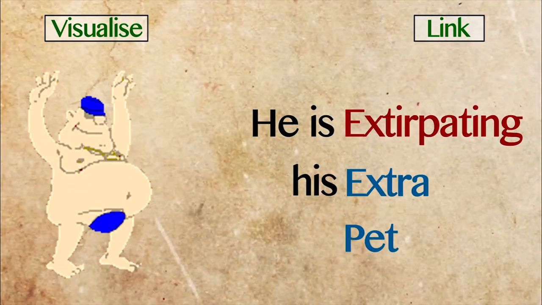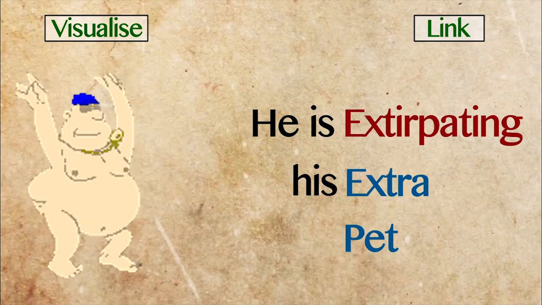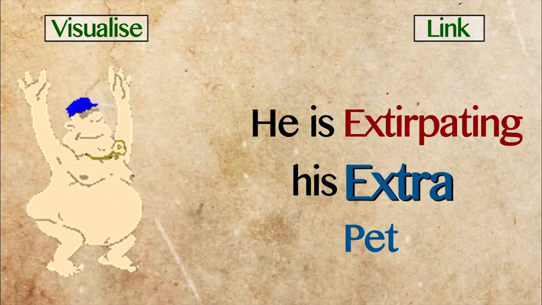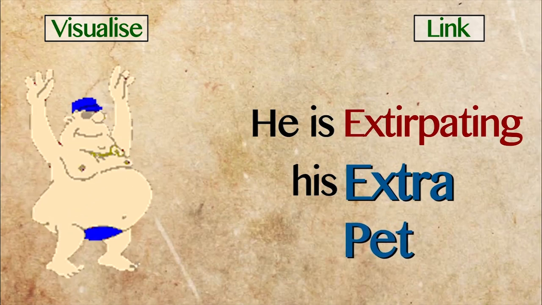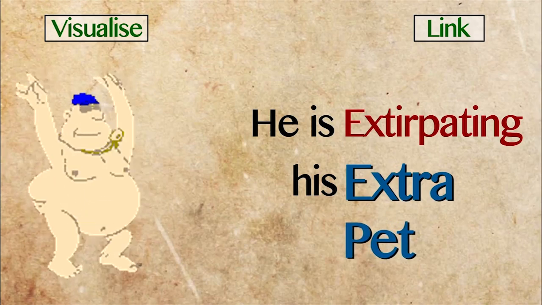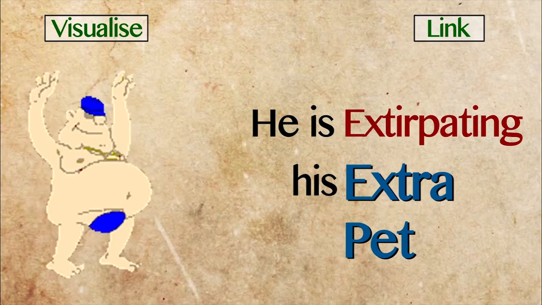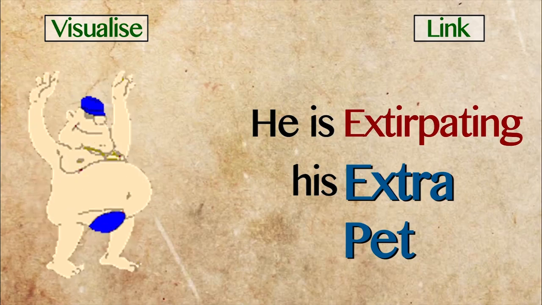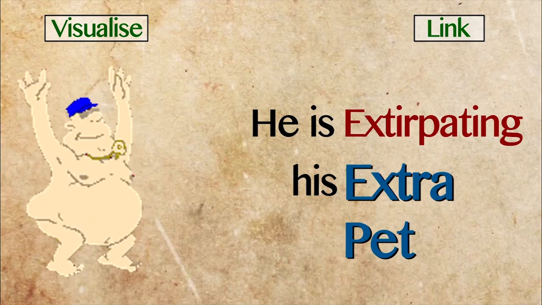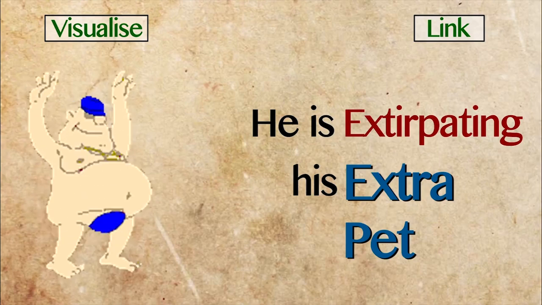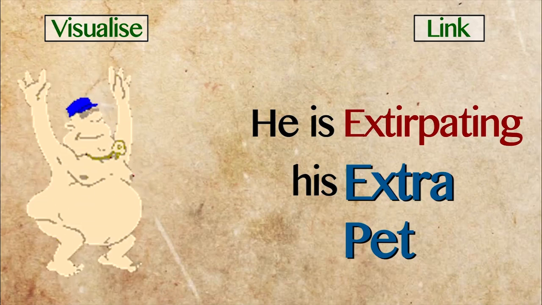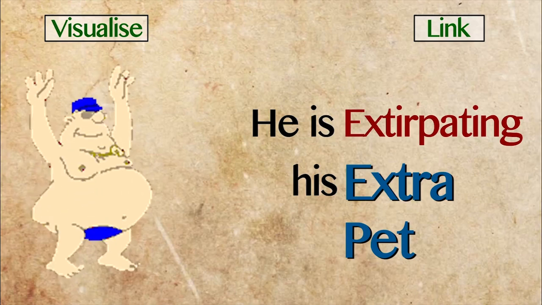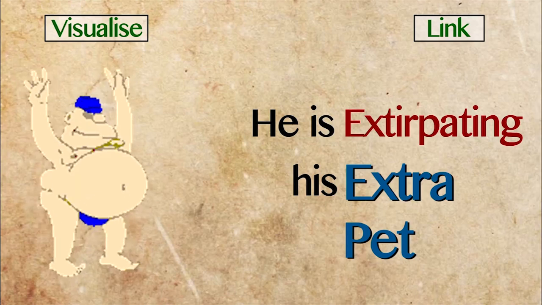Now we link this new word extirpate with something which we remember. Extra means more and pate means stomach. This scene shows a fat man exercising to remove his extra pate. So we can link, he is extirpating his extra pate. We have just seen how to apply link and visual laws practically. Let us see few more words.